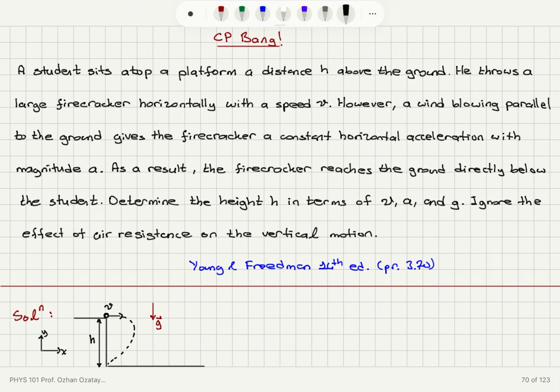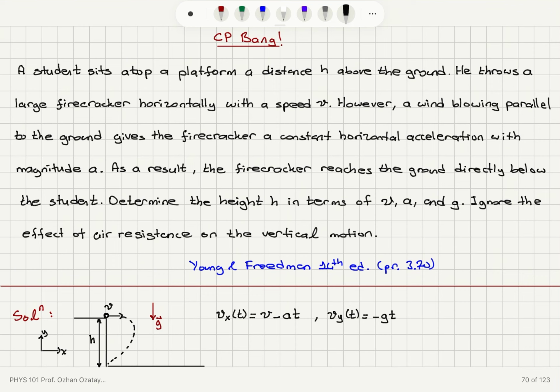So if we look at the x component of the velocity as a function of time, initially we have v, but gravitational acceleration points downward, therefore it has no effect on the x component. However, the wind blowing gives it an acceleration in the minus i hat direction, so that it's going to end up below the student. And the y component of the velocity as a function of time is basically minus gt, because it has no initial y component.